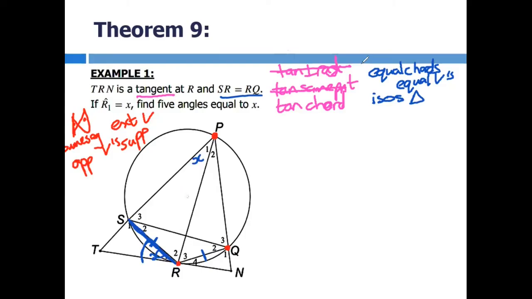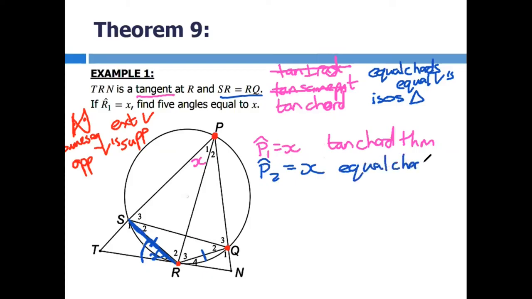Actually, let me stick with the same color so you guys can remember what we did there. So that was the pink guy. Okay, so this guy is x. So we're going to say P1 is equal to x. And the reason is our tan chord theorem. Okay, then I've also been told that x is equal to P2. And that's using the equal chords, equal angles. Brilliant. Because P1 and P2 have to be equal to each other. Okay, we've got 2 angles equal to x.